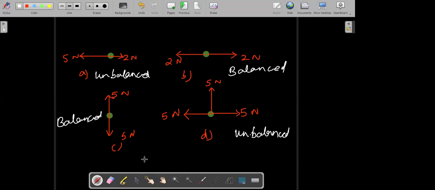Okay, I give you some more examples. You will tell me whether the forces are balanced or not. Here you have a force of 10 Newton, here also 10. So is this balanced? Yes, sir.